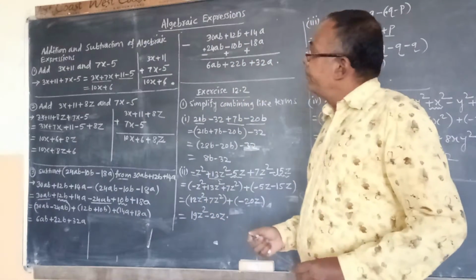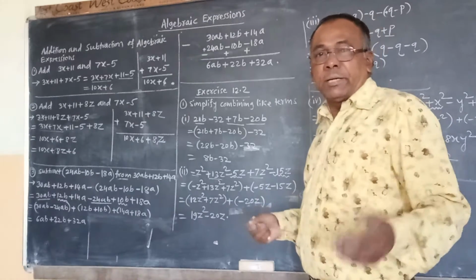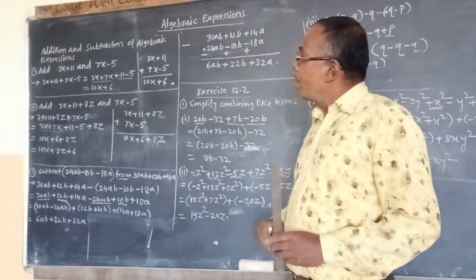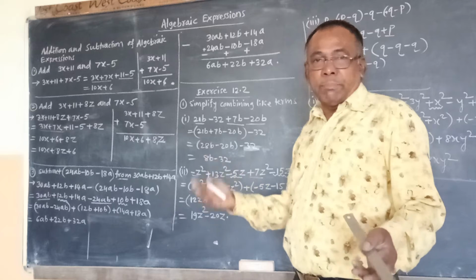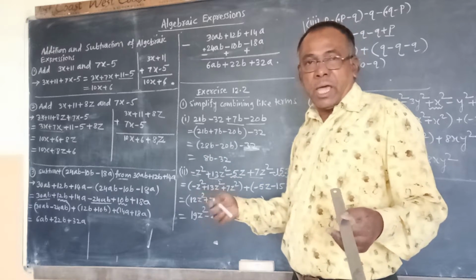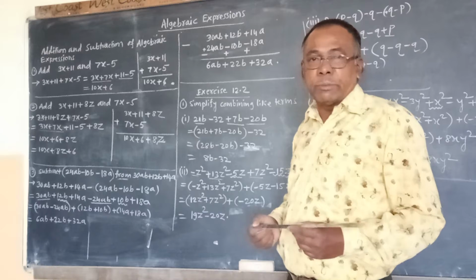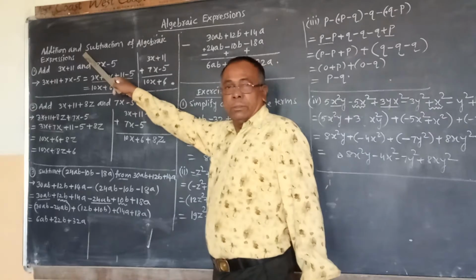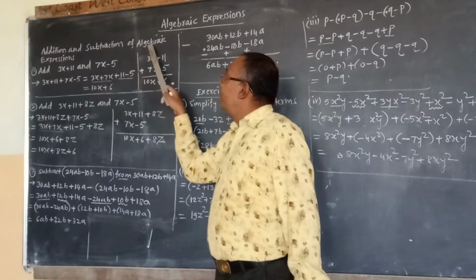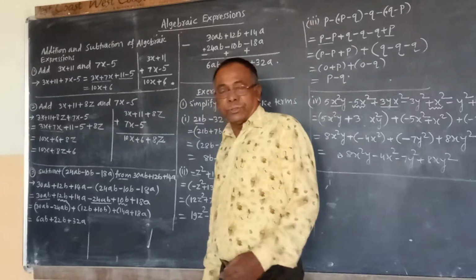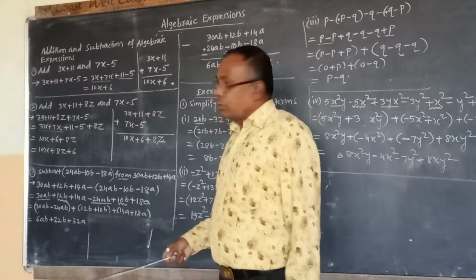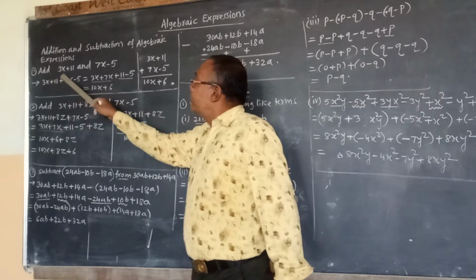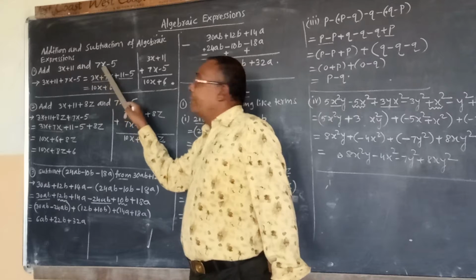Now we will see the basic operations of algebraic expressions, that is addition, subtraction, multiplication and division of algebraic expressions. So first we will see addition and subtraction of algebraic expressions. Our first question is: add 3x plus 11 and 7x minus 5.